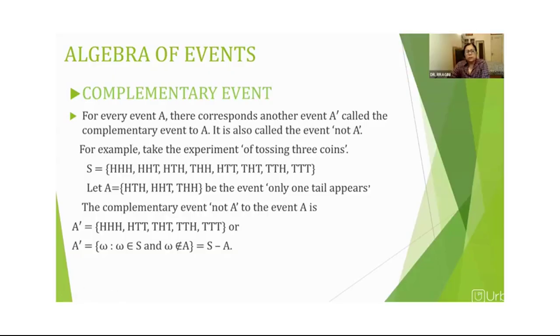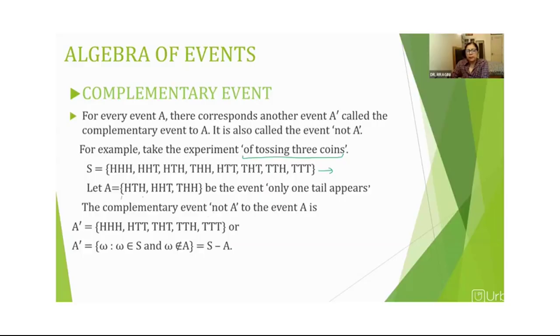The very first thing is the complementary event, right? Otherwise, you have learned all these things in junior classes, but not in a very elaborated manner. Complementary event is what? In the last video, we had just learned how to write the sample space, or the possible outcomes for a particular event. Let's say we have an experiment of tossing 3 coins. So this would be the sample space, right?